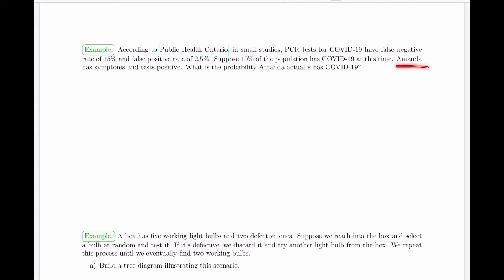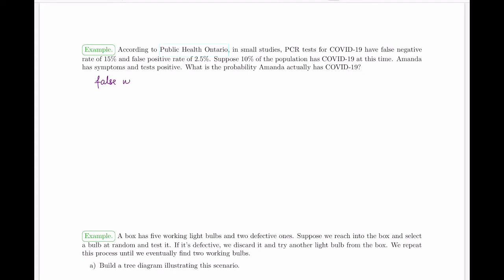Let's say Amanda is having symptoms and tests positive. What is the probability that she actually has COVID-19? We know that the tests are not perfect, but how imperfect are they? So first of all, let's discuss the terminology of false negative and false positive.